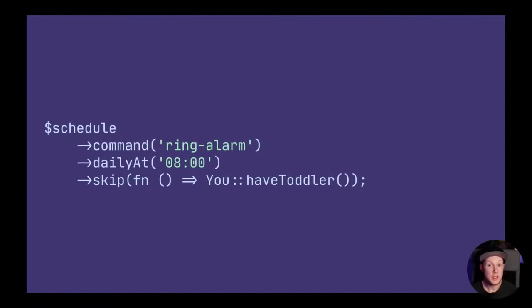Or we've got this one, we've got the skip one. So we want to ring an alarm every day at 8 a.m. unless you have a toddler. If you are making it to 8 a.m., you are very lucky because most days I don't.